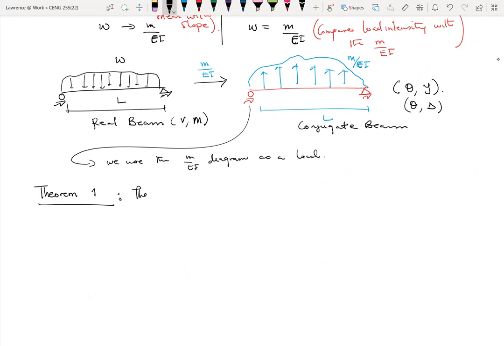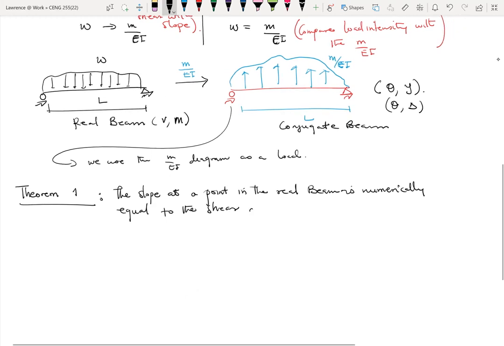So theorem one says that the slope at a point in the real beam is numerically equal to the shear at the corresponding point in a conjugate beam.